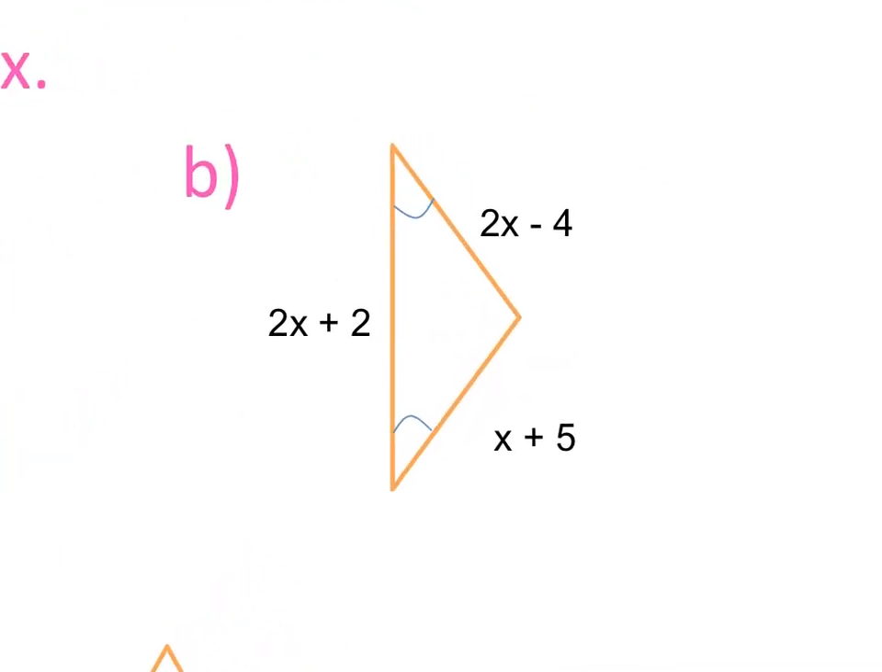Okay, let's look at B. So we have two congruent angles here. What type of triangle is this? Isosceles. So which sides do we know are going to be congruent? 2x minus 4 is going to be congruent to x plus 5. So how do we set up this equation? Perfect. 2x minus 4 is equal to x plus 5. And now we solve for x. What do we get for x? 9.